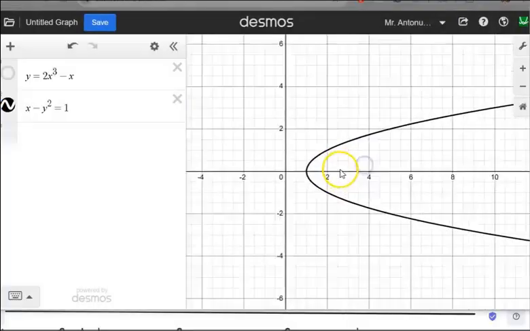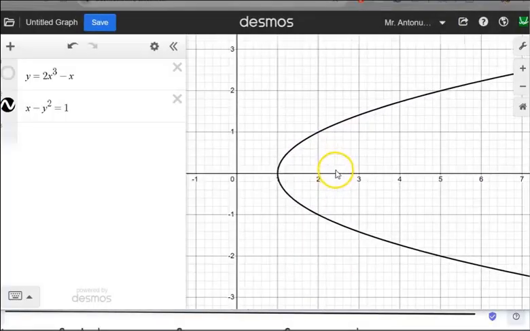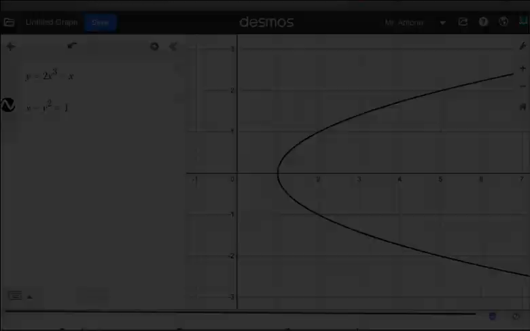Okay, here's the graph right here. If we zoom in a little bit, you can see that it's a sideways parabola, symmetric with respect to the x-axis. It starts at x equals 1 and opens to the right, and you can see the symmetry there.